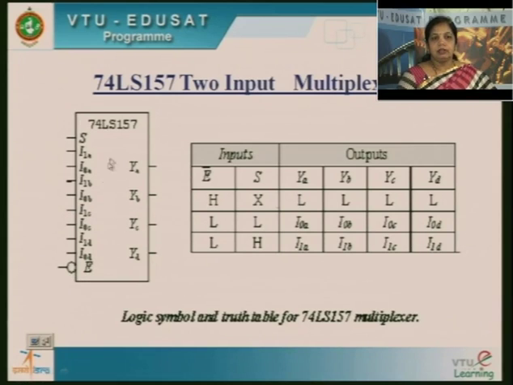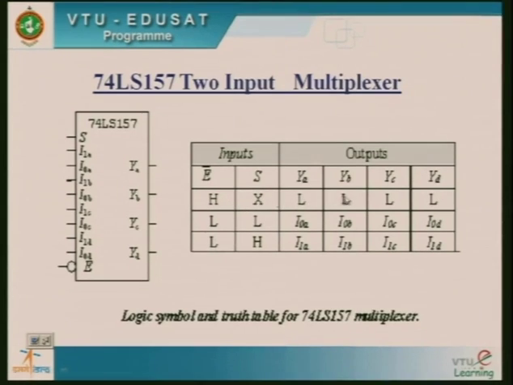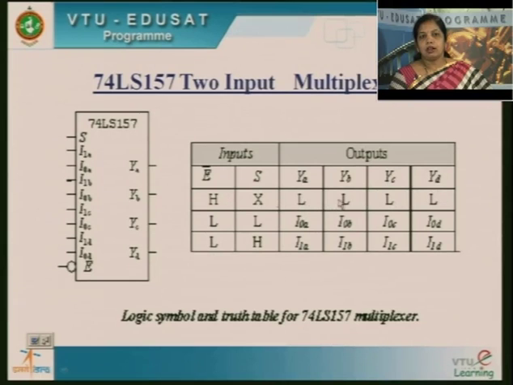So then only this IC is enabled. So we have 2 sets of outputs here, YA, YB, YC and YD. So you can just see this truth table. Whenever your enable pin is high, no matter whatever may be your selection line, you don't get any output. So all your outputs are held low.